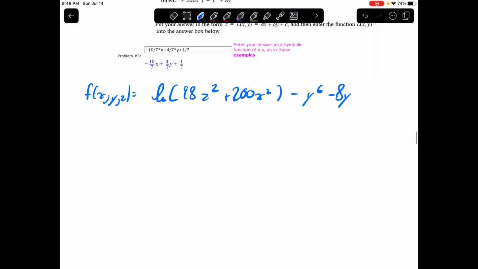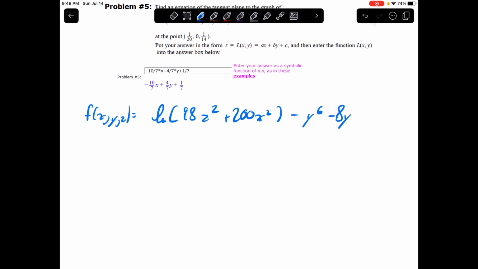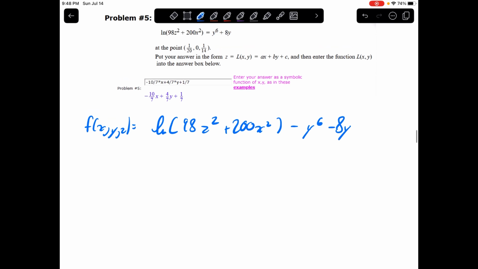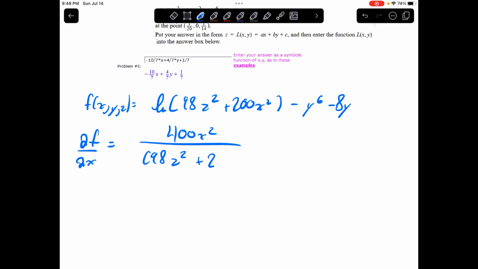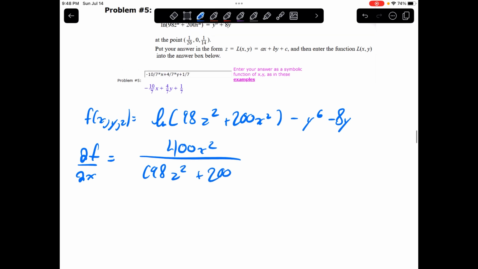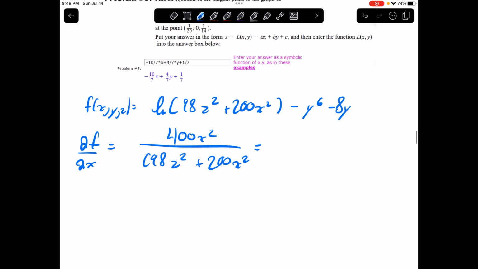Okay, so it's asking us for the tangent plane, so we know we need to take the gradient, or the derivatives. So we've got to do the partial derivatives. If we do the partial derivative with respect to x, we're going to have 400x over 98z² + 200x². And then when you evaluate this at (1/20, 0, 1/14), you're going to get 1 times 20, which equals just 20.